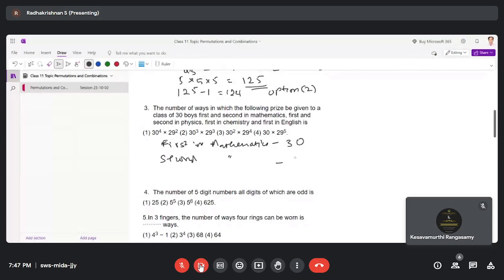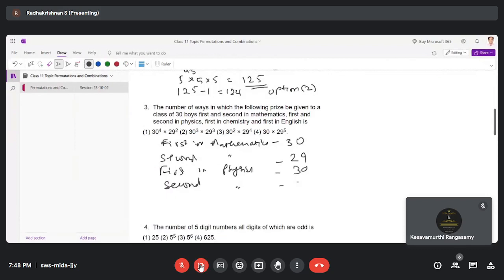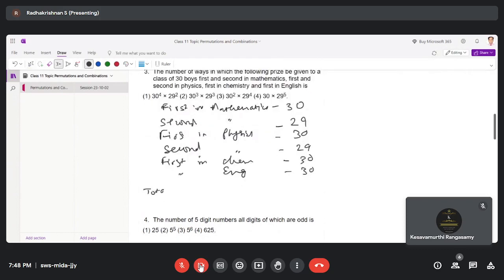So how many ways for first in physics? Same way, any of the 30 students can get first in physics. Now one student cannot compete for the second place, so any of the remaining 29 can be second. There are 6 events, and they can occur independently. So the total number of combinations will be the product of all of these. Like Akshaya said, it's going to be 30 into 29 into 30 into 29, that is 30 to the power of 4 into 29 squared, which is your option number 1.